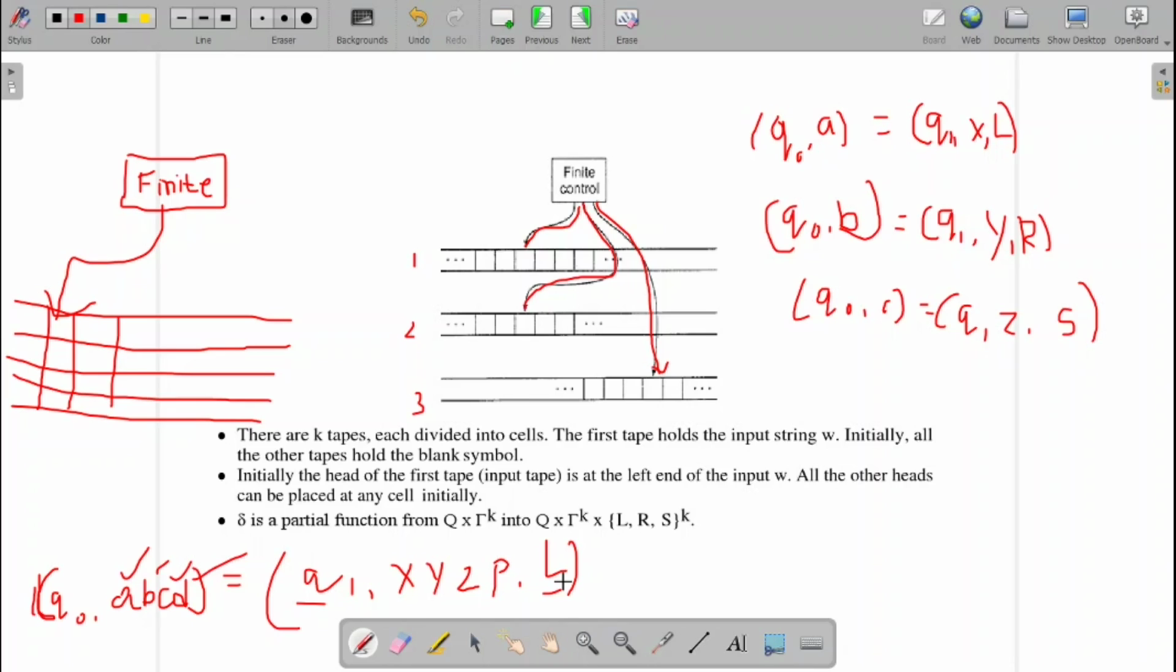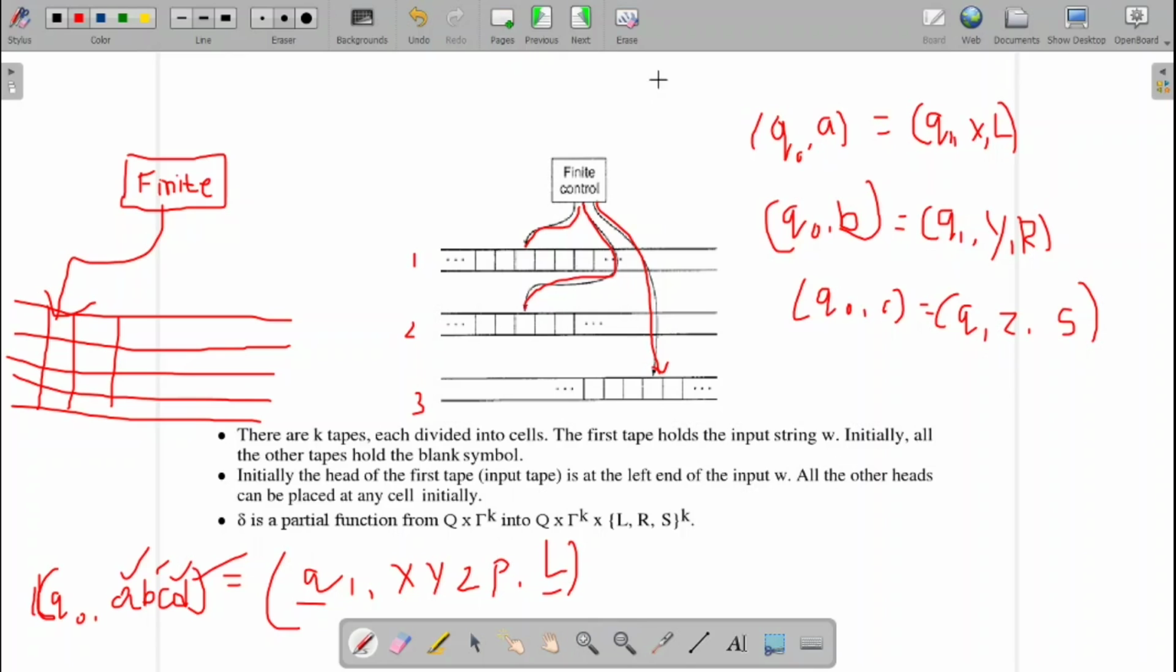Single tape, K tracks. Here we will have K tapes, and each tape will have a single head, and the head movement is independent. The head movement of the first tape may be different from the head movement of the second one, and it can be different from the head movement of the third one. But generally the Q0 transitions will start from the first tape. From there it will continue. Fine.